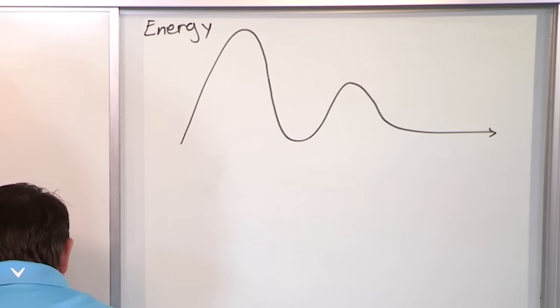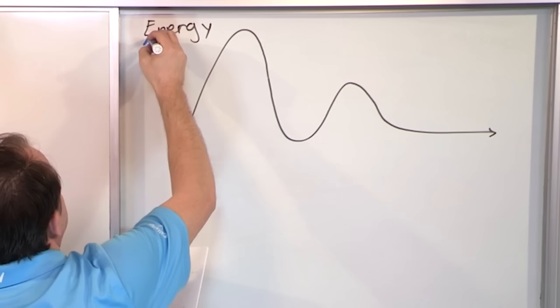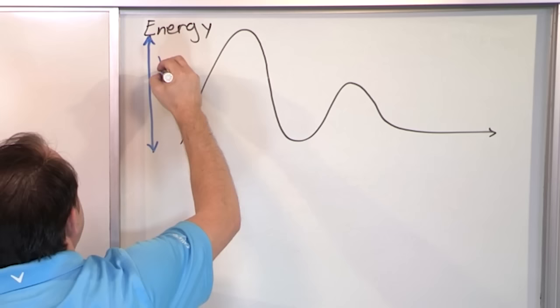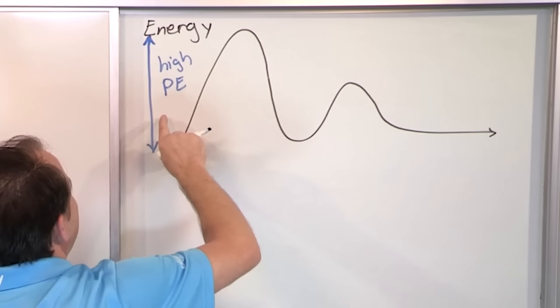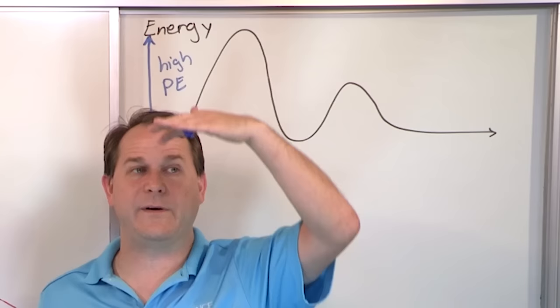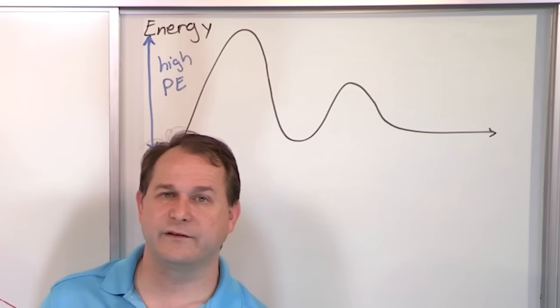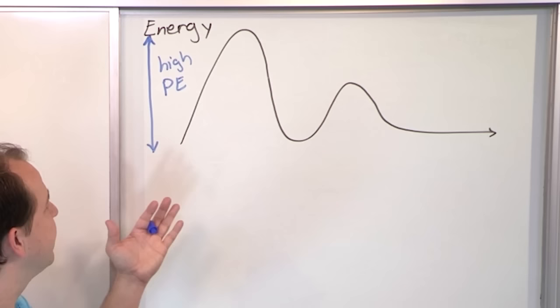At the very top of this very high mountain, we say that it has a high potential energy. I don't have room to write out potential energy. But the reason it has potential energy at the top is because we're in a gravity field. So if you take something very high off the ground, if you were to drop it, it has a high potential to accelerate down to the ground and to hit the ground, right? So to hit the ground, impart some energy into the ground. So we say it has a high potential energy here.